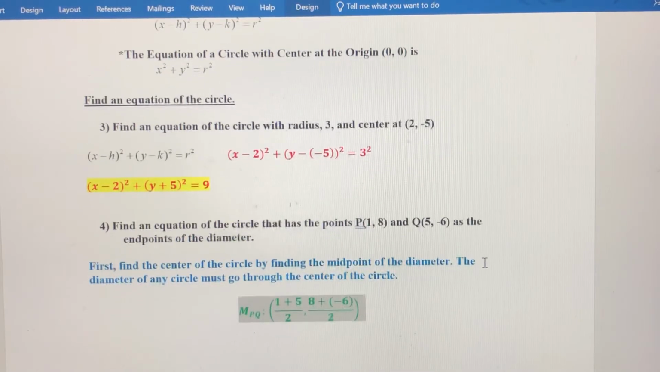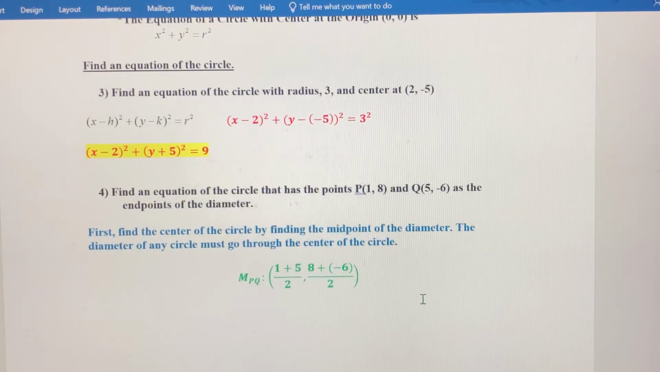So the midpoint of PQ, remember the midpoint formula, I'm going to add the x-coordinates together, 1 + 5, and divide by 2. Then I'm going to add the y-coordinates together, 8 + -6, and divide that by 2. So the midpoint of PQ is going to be (6/2, 2/2), which simplifies to (3, 1). One of the most important things I had to do was find the center, and I could use midpoint to do that. So now I have the coordinates of the center, my h value and my k value. Now I need to find the radius.